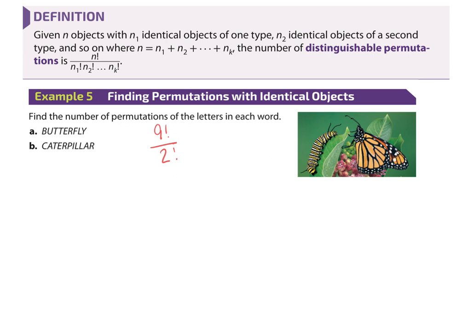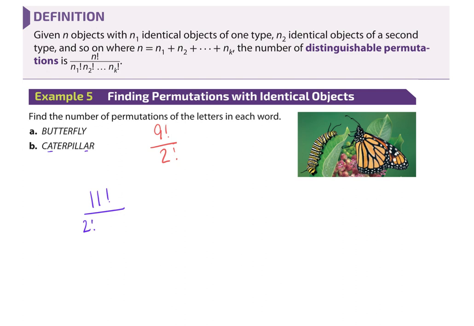Look at the next one. Caterpillar. Altogether, I have 11 letters there. What about my repeats? All right, I have an A and an A. I have 2 of those, so that's 2 factorial.